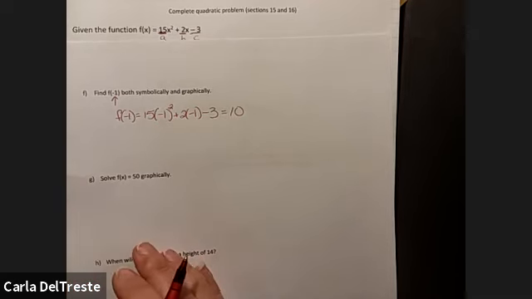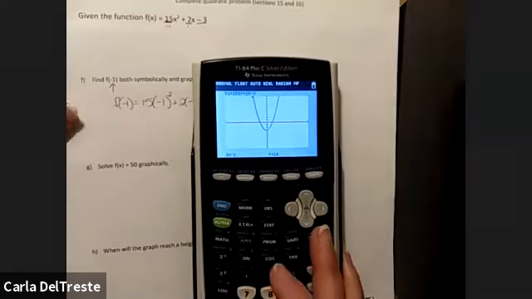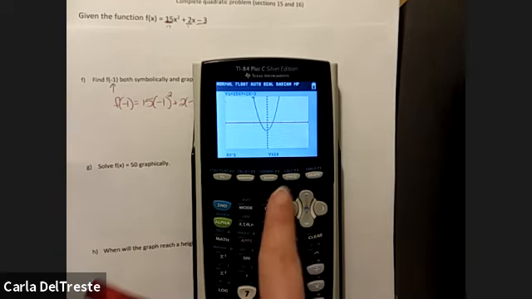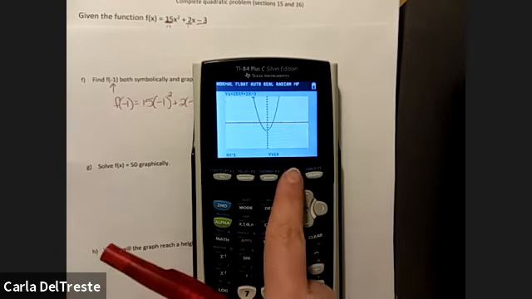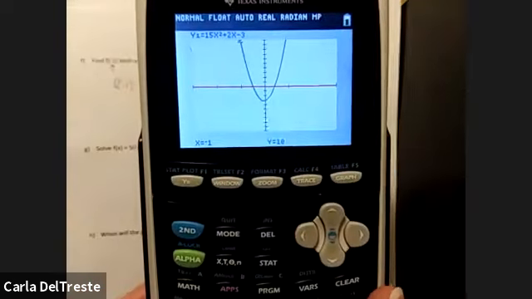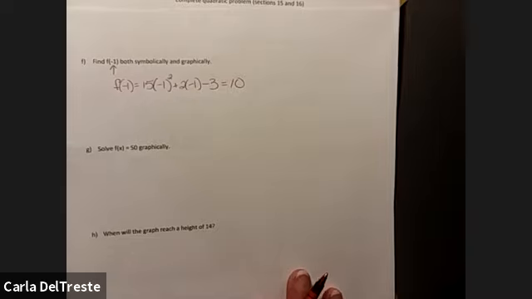Now, if I want to do this graphically, on the graphing calculator, it's actually easier, surprisingly. All I have to do is hit trace, just trace, not second trace, and type in the input that I'm interested in. So type in negative 1, hit enter, and you wind up with an output of 10. So it's easy to type in an input just using the trace feature.